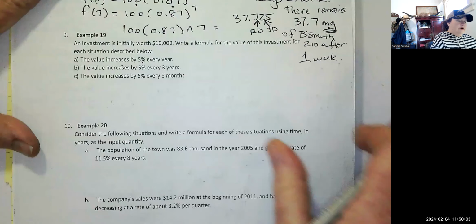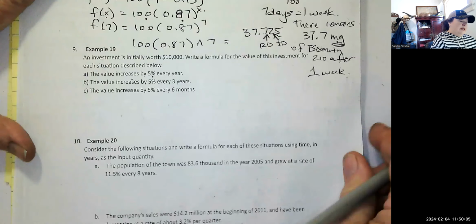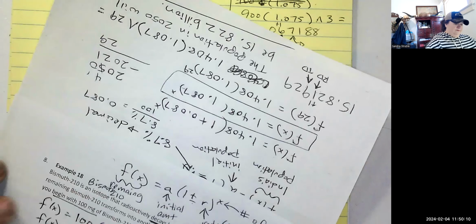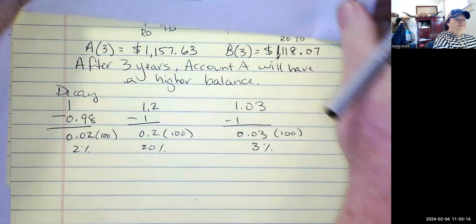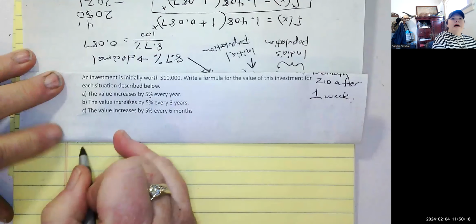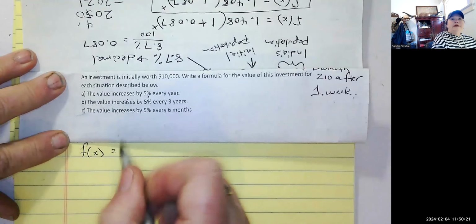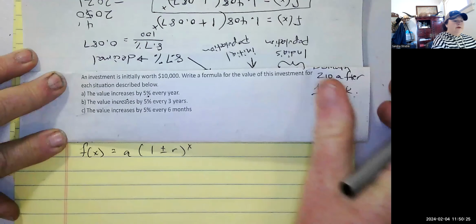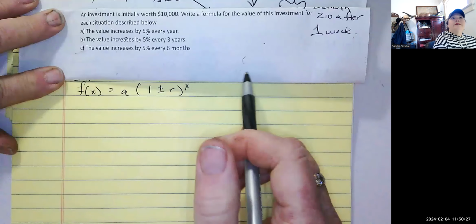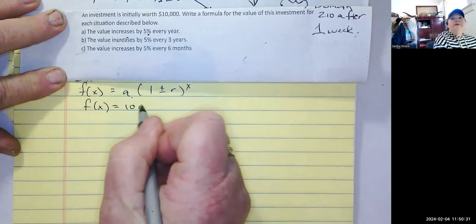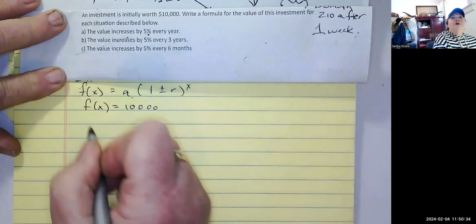All right. So I'm going to just write this on a separate sheet of paper so that we have this same information. Give me just 1 minute. Just so that you can see what I'm doing. All right. So an investment's worth 10,000. I'm going to use f of x is equal to a(1 plus or minus r)^x. And for this, my a is my initial value, 10,000. And that's going to be the same for all of these.